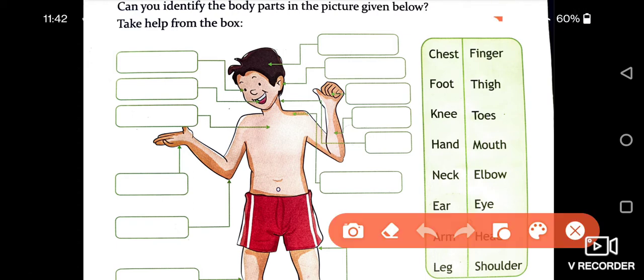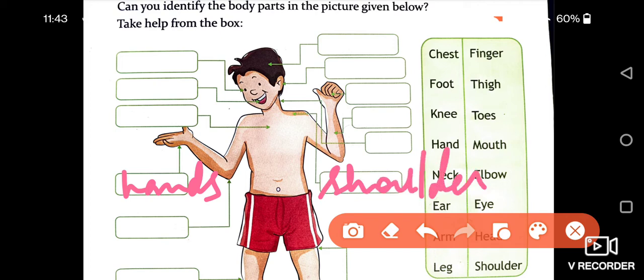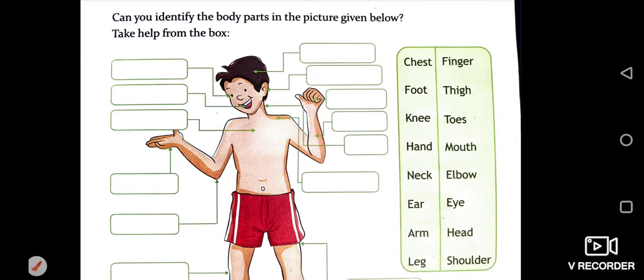To give you one sample about how we are going to do this, for example, these are hands. Then we have shoulder. Then we have neck. Then we have fingers. So just like this, you're going to take the body parts from the right hand side help box, and you're going to fill in those body parts in the correct box.